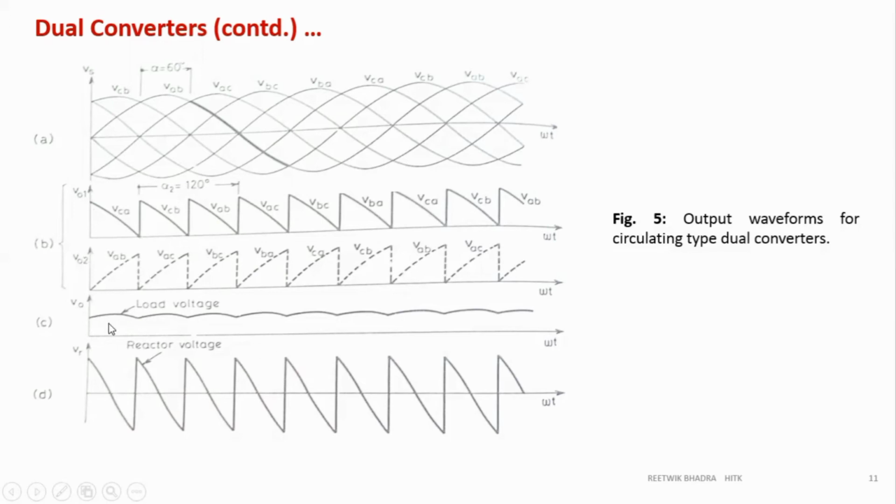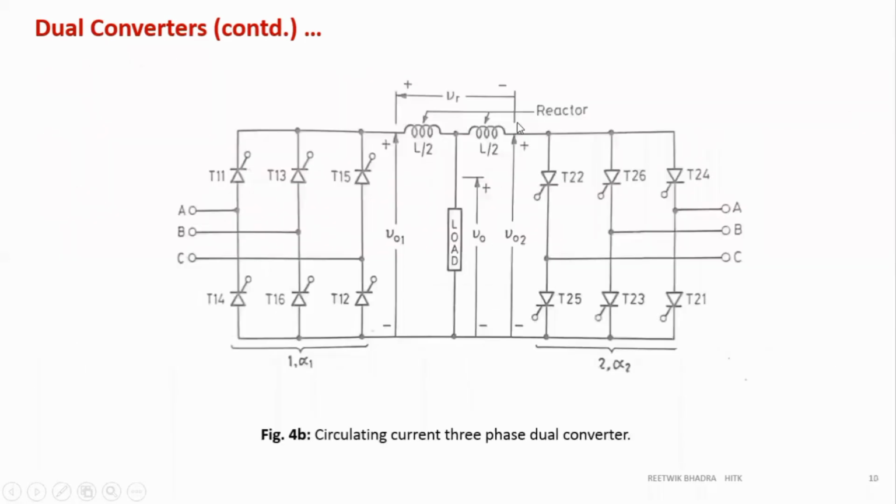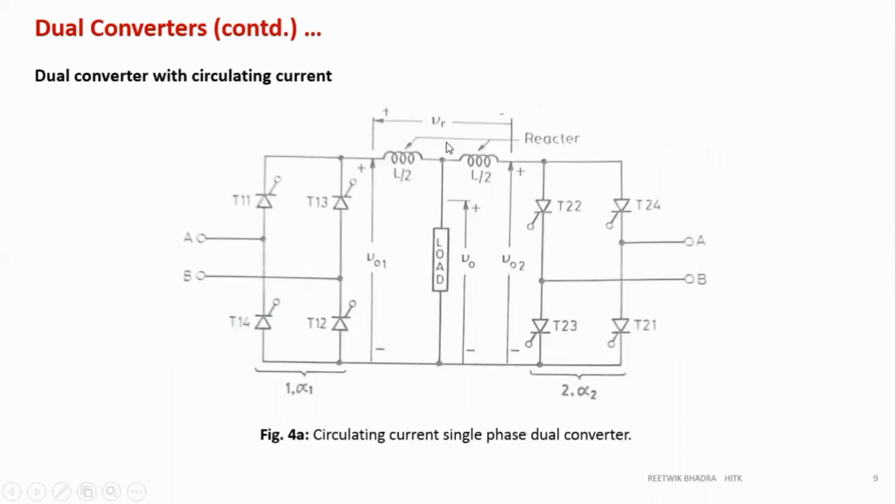If you plot the voltage V0, you will get this waveform, and if you plot the reactor voltage, you will get this. So just go through this waveform once, because you know all this and can draw it. I expect you to draw this. These points are written over here. We have two converters, and over there reactors are placed. We have seen in figure 4a and 4b. This is 4b, how the reactors are placed.